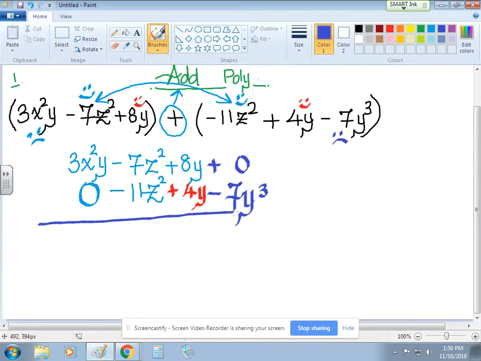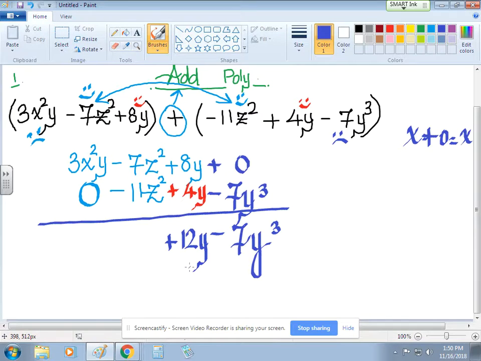These questions seem difficult, but they are not very difficult because adding with 0, you get the same number back. X plus 0 is x. So we just have to write down the same number. 8 plus 4, both are positive, 12y. Y and y only I can add. Negative 7, negative 11. Both are negative. I always add and keep the negative sign. Negative 18z squared.